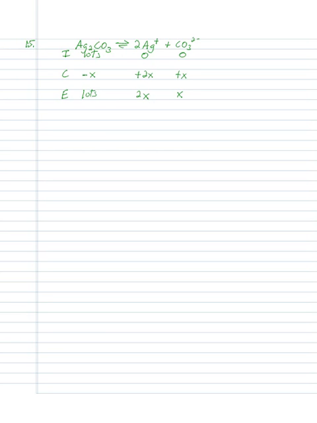Okay, so our Ksp is going to be equal to the concentration of silver ion squared times the concentration of my carbonate ion. So we get 8.1 times 10 to the minus 12 is equal to 2x, and that gets squared, times x, and so that's equal to 4x cubed. And when we solve that out, we end up getting an x value of 1.265 times 10 to the minus 4. Again, that's x.